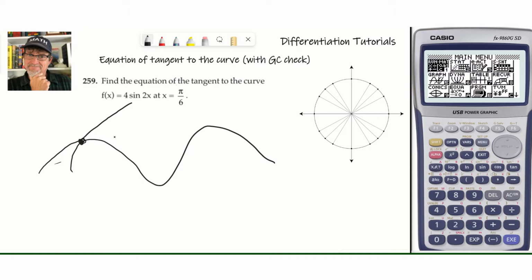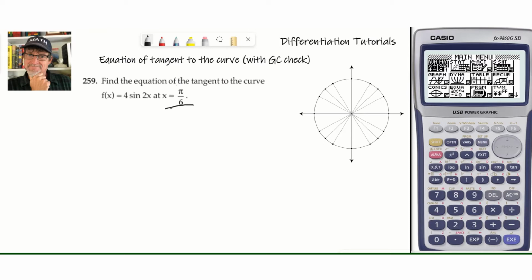So what's happening here is that the gradient of that tangent is the same as the gradient of the function at that point. That's why these tangents are so useful in differential calculus, because at any point, the gradient of the tangent is the same as the gradient of the function. So let's put that into action here with number 259. A tangent is a line, so to find the equation of this line, we need a point and we need the gradient. So let's start with the point.